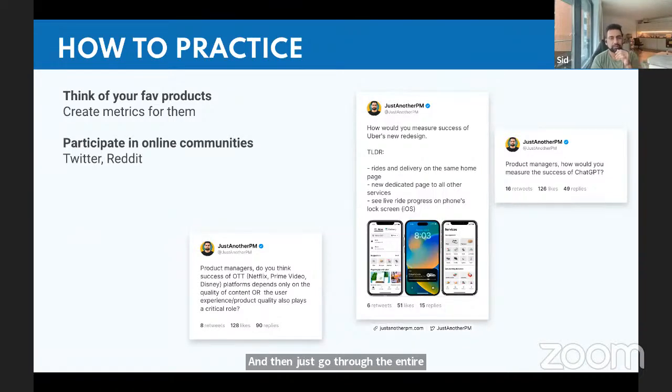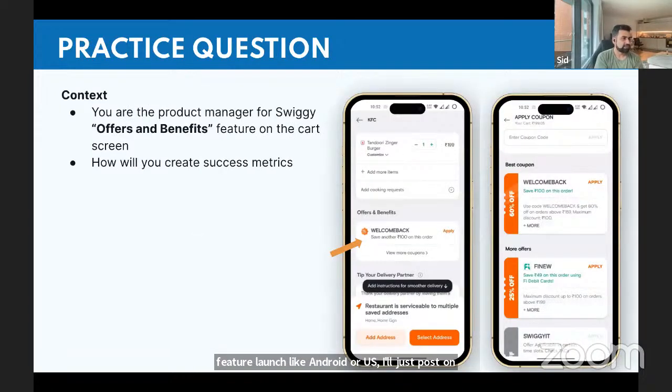There are also a lot of online communities who keep posting such questions. I do this very often on Twitter, where I'll just post a question of, hey, how do you measure success of ChatGPT? How do you measure success of Netflix? Every time I come across a new feature launch like Android or iOS, I'll just post on Twitter and say, how do you measure success with this? Yeah, that's pretty much all I had in terms of content.